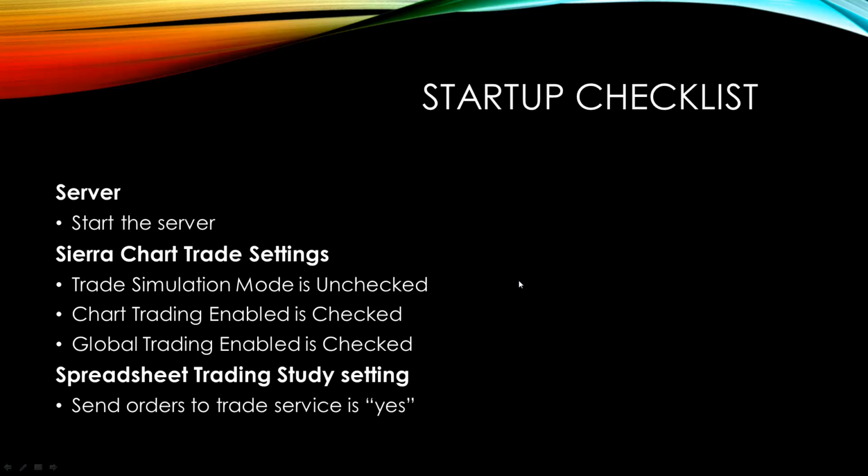Here is a startup checklist. All right, start the server. Then in Sierra Chart, make sure trade simulation mode is unchecked. The chart trading enabled is checked. Global trading enabled is checked. And then make sure that in your spreadsheet study itself, send orders to trade service is yes. And that's it, you're ready to go. It'll start trading when you enter that time range as it receives signals from the server.